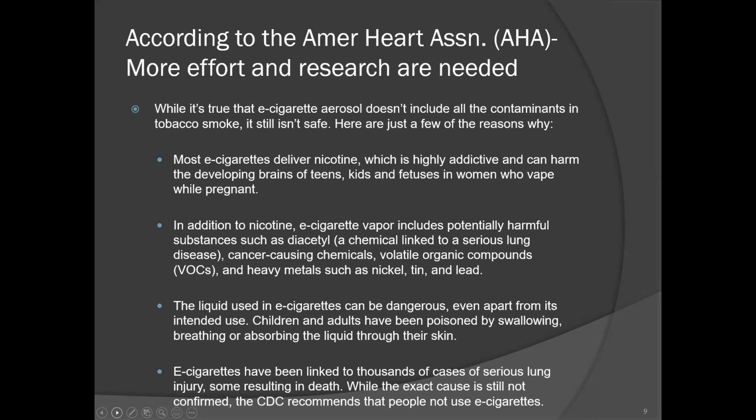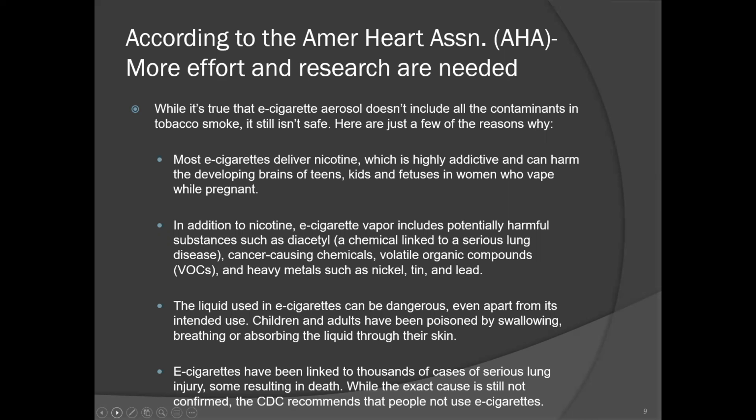In addition, nicotine e-cigarette vapor could include other potentially harmful constituents, particularly if the substance being vaped or the vaping device has been gotten through, as I said before, nefarious means. Heavy metals: nickel, cadmium, tin, lead, no bueno. Those are all substances that can stay in your body and can cause a lot of bad effects, including cancer and brain damage. Liquid used in e-cigarettes can be dangerous, even apart from its intended use.